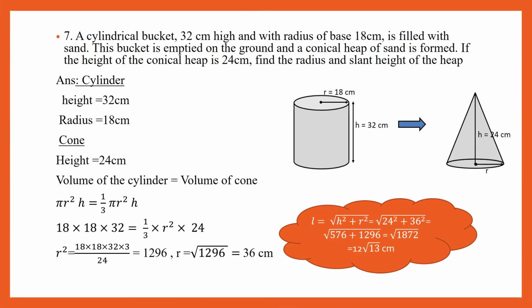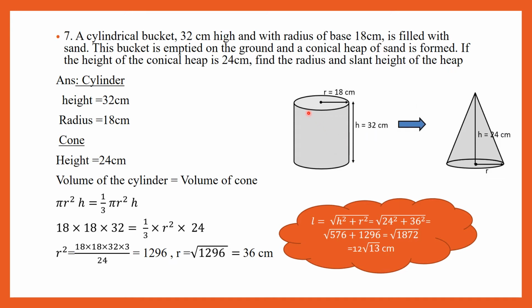Question number 7. A cylindrical bucket 32 cm high and with radius of base 18 cm is filled with sand. This bucket is emptied on the ground and a conical heap of sand is formed. If the height of the conical heap is 24 cm, find the radius and slant height of the heap.